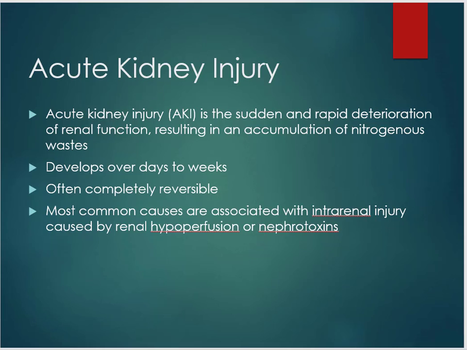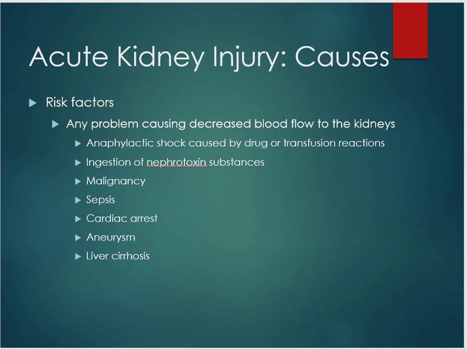It can be completely reversible, and the most common causes are associated with some type of intrarenal injury caused by renal hypoperfusion or nephrotoxins. So some of the risk factors are any problems that can cause decreased blood flow to the kidneys: anaphylactic shock, nephrotoxic substances, malignancies, sepsis, cardiac arrest, aneurysms, or liver cirrhosis.